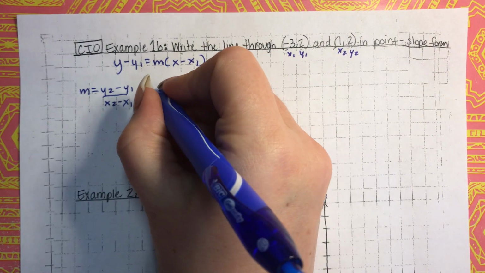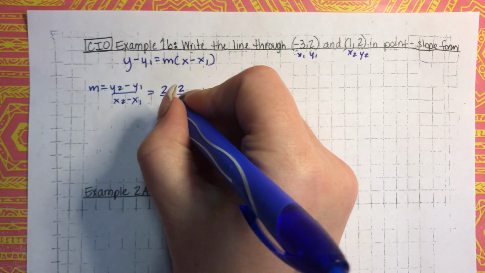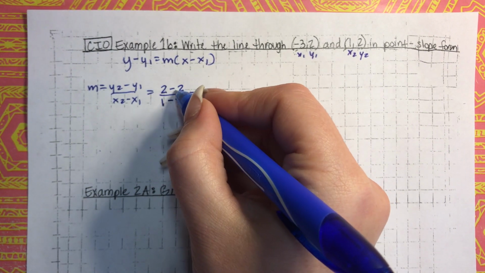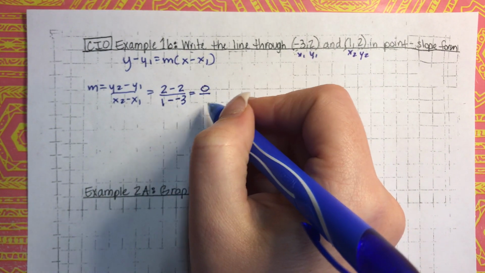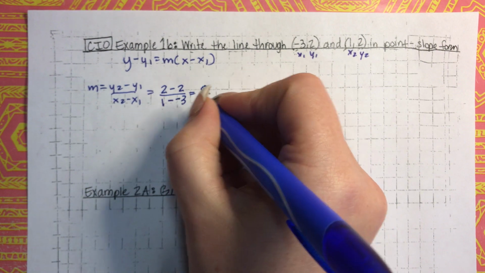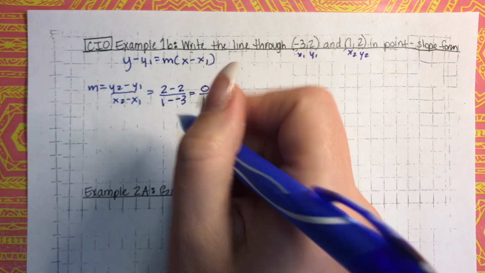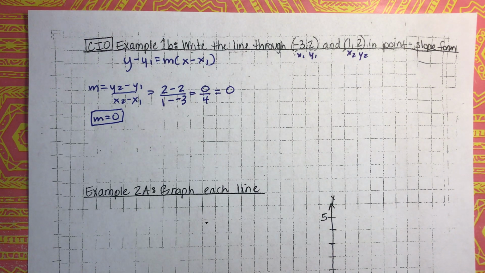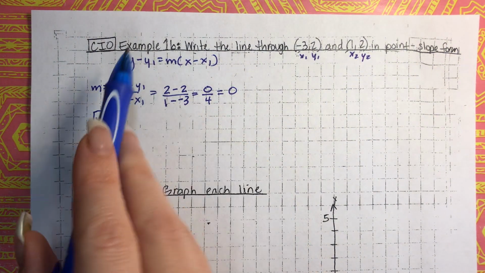My y2 is 2 minus my y1 is 2, all over my x2 is 1 minus my x1 is a negative 3. So on top I get 2 minus 2, which is 0, and then on the bottom that ends up being plus, so 1 plus 3, which would be 4. So it looks like my slope is 0 again. Okay. And so point slope form, it's 0. I'm just going to choose this point because it's already my x1 and y1, and we're just going to substitute it into this point slope form.